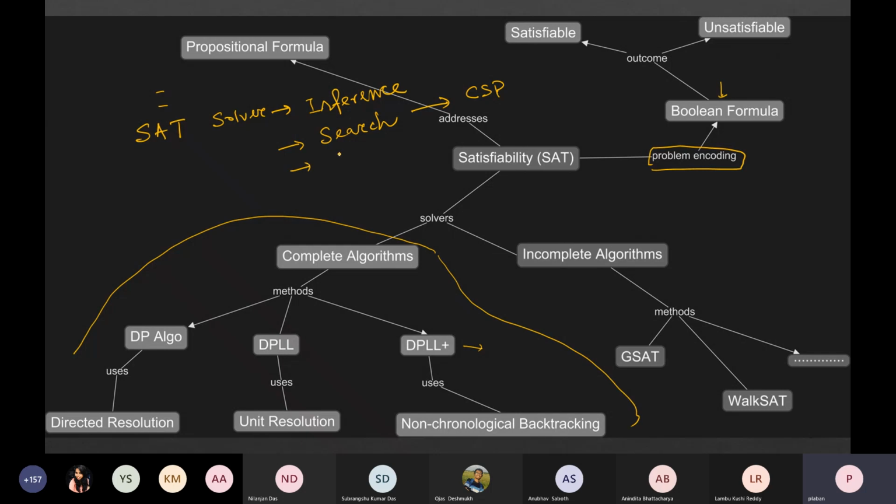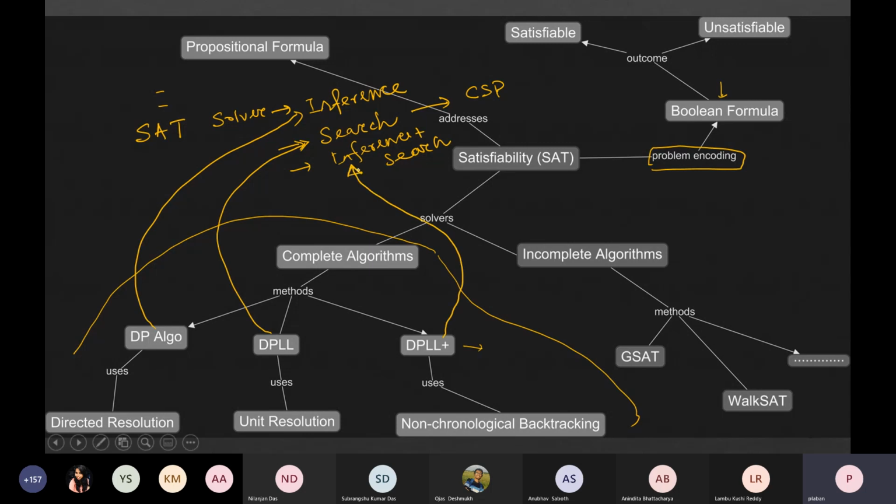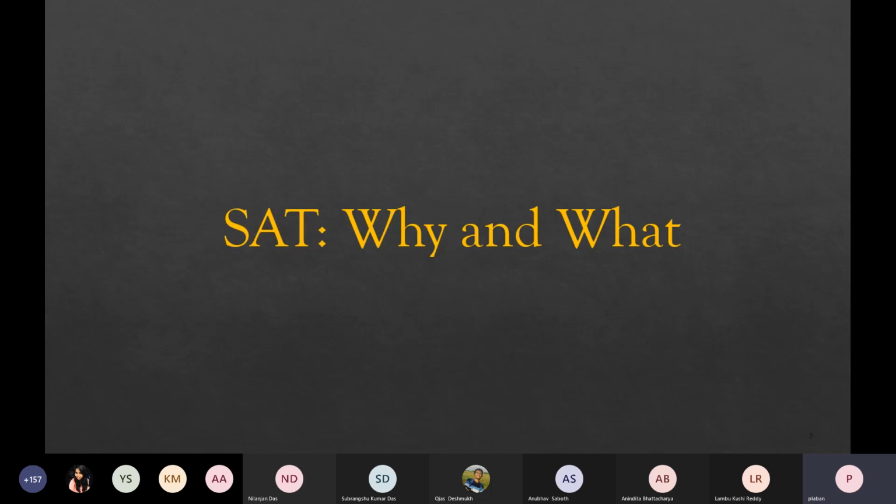And finally, we can combine these both, inference plus search. Basically, this DP algorithm belongs to this inference domain. This DPLL algorithm belongs to this search domain, and DPLL plus belongs to this inference plus search domain. So these are the primary three things we'll be talking about in this particular module.